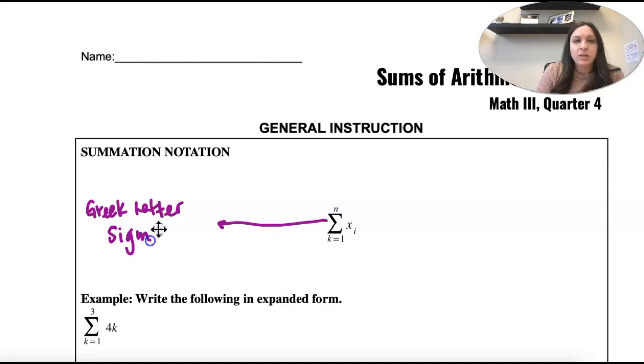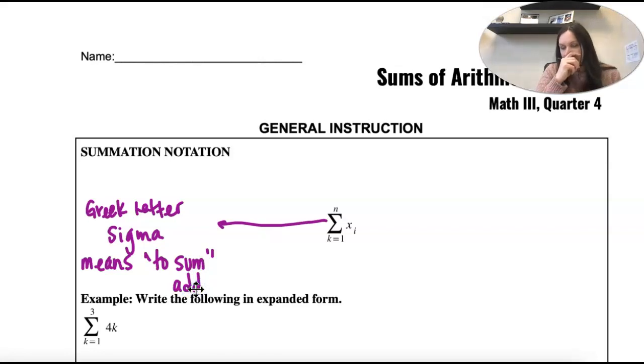Sigma. And it means to sum or to add. Remember, sum means add. Okay? And then all these other things tell us what to do.